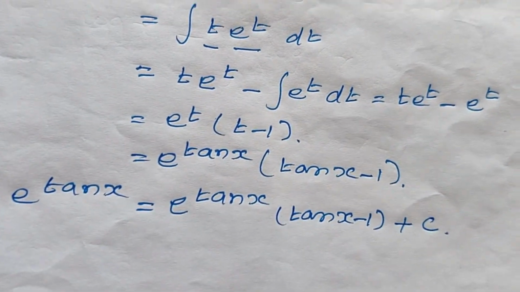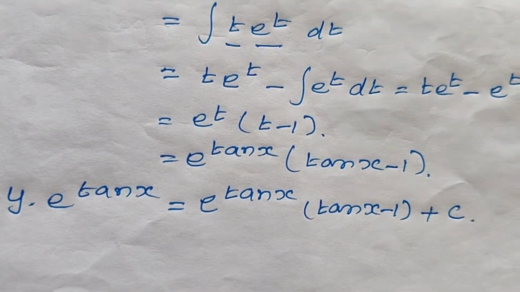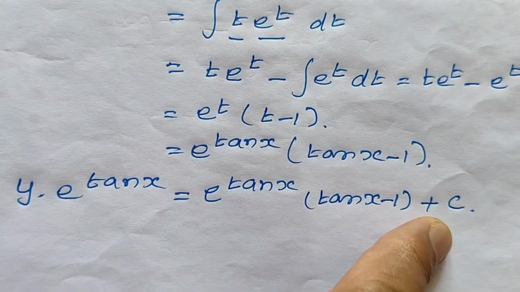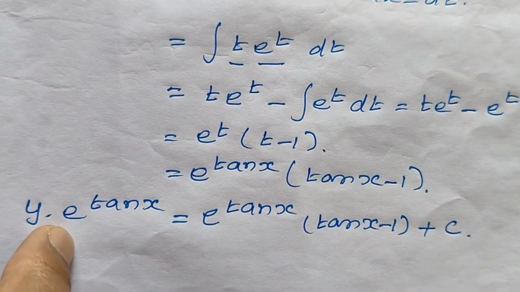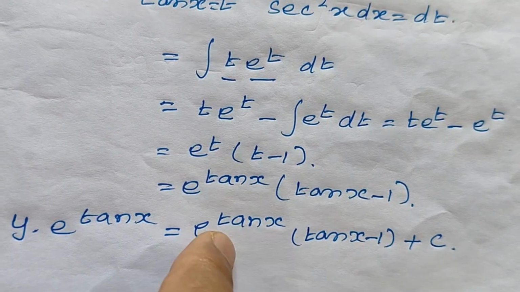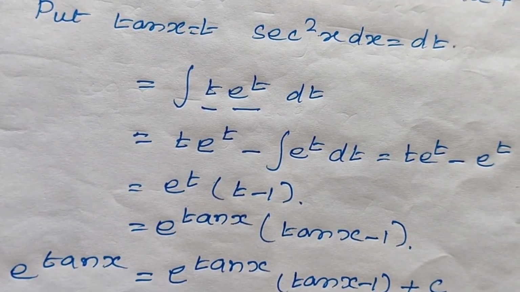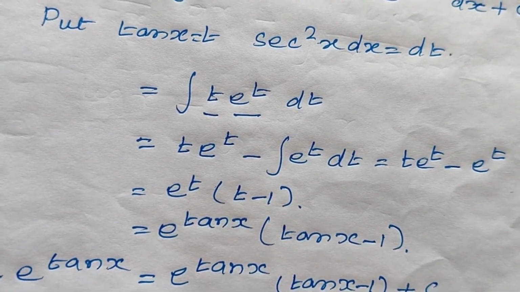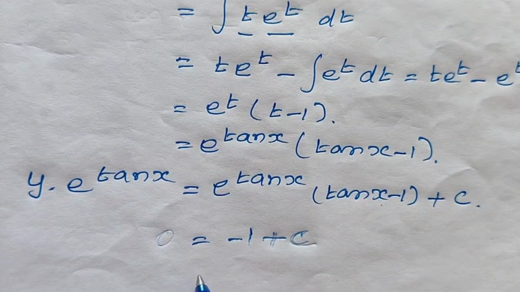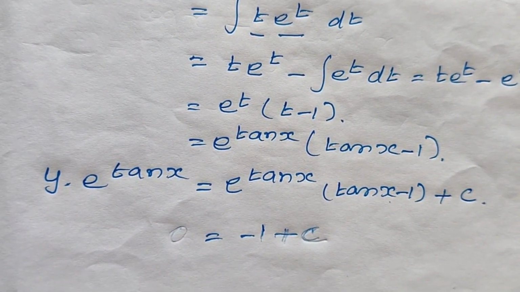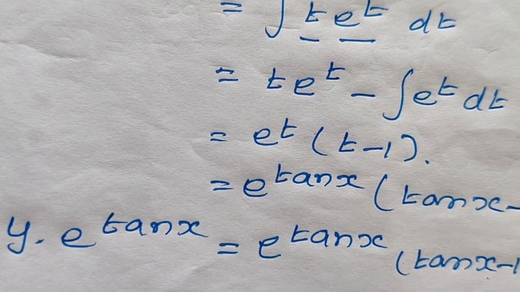That means when x equal to 0, y is also equal to 0. Therefore you have to substitute these given values to find the value of c. So x equal to 0, y equal to 0: 0 equal to e power 0, that is 1, into tan 0 minus 1, that is minus 1, plus c. So minus 1 plus c equal to 0. Therefore c equal to 1.